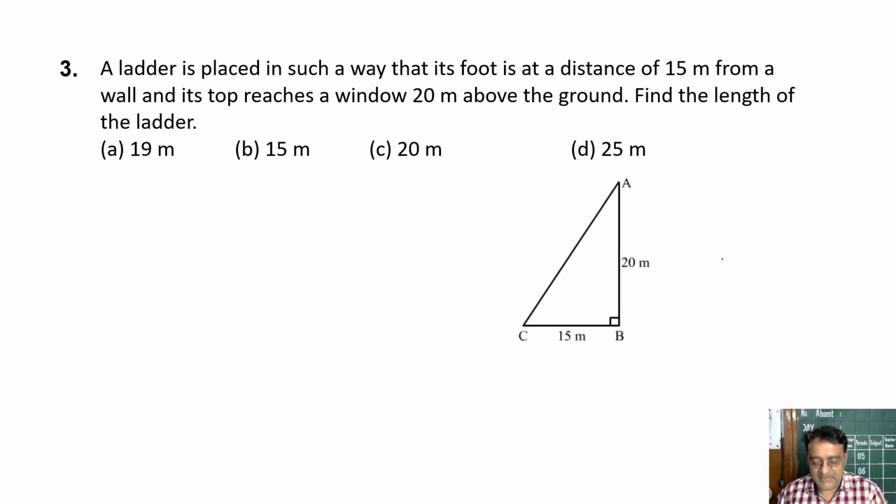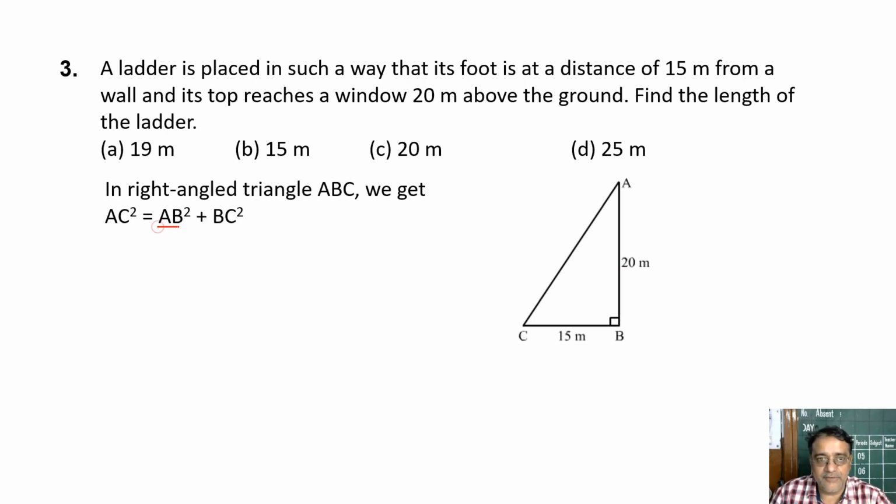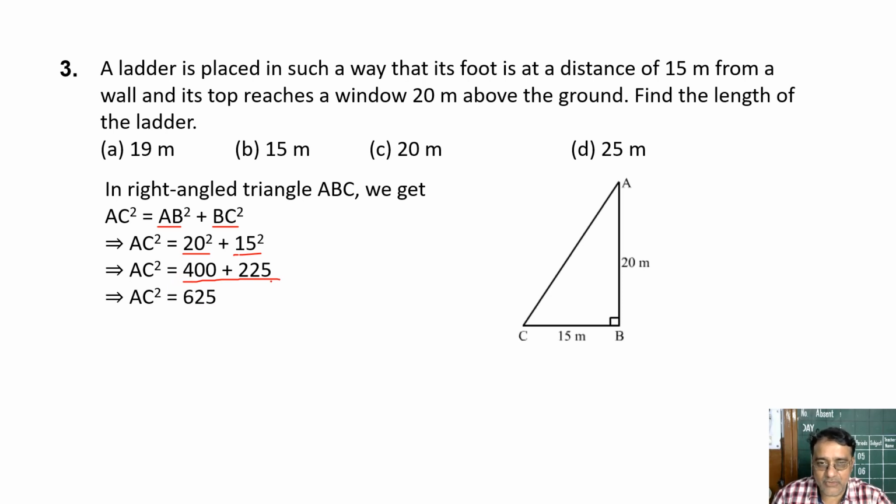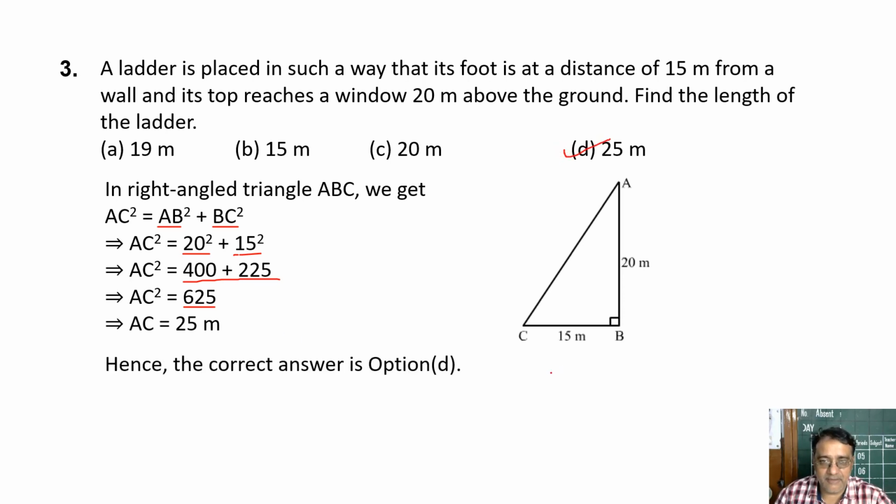So how will you find AC? Pythagoras theorem. Yes, by using Pythagoras theorem. So we are getting AC square is equal to AB square plus BC square. Now we'll substitute the value of AB, that is 20 and BC is 15. So 20 square plus 15 square. So this will be 400 and this will be 225. Okay. So 400 plus 225 is 625. What is the square root of 625? 25. Right. So which option is the correct one? Option D. Right. So now we are moving toward question number 4.